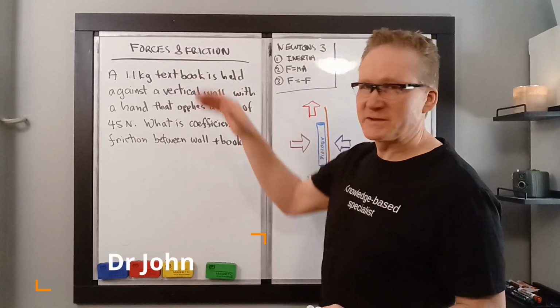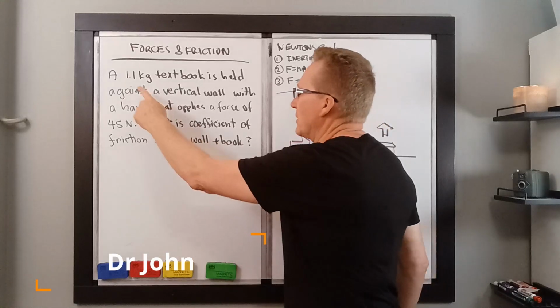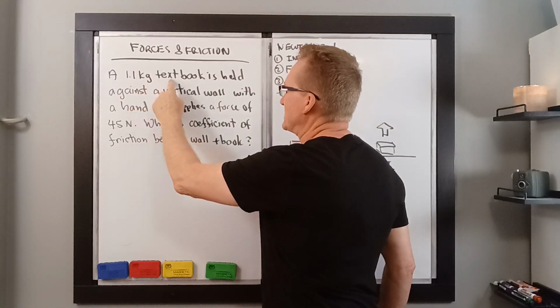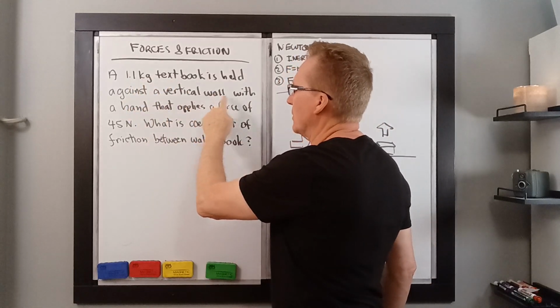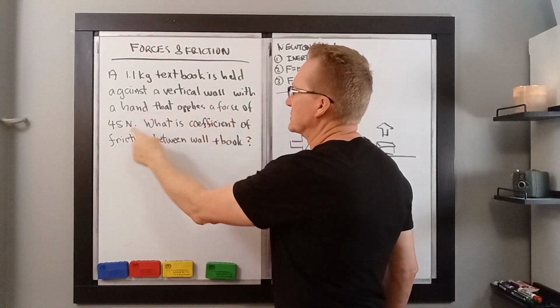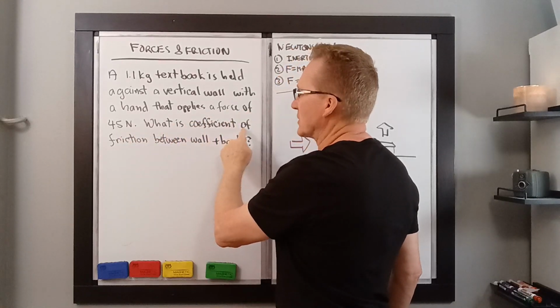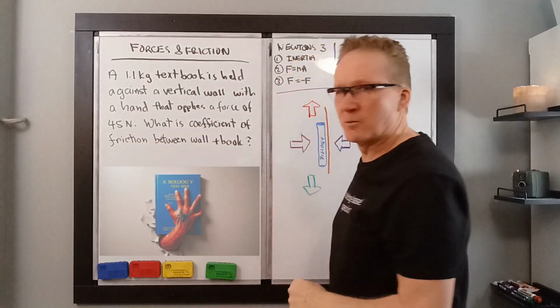Today we have another force and friction problem. This one is where a 1.1 kilogram textbook is held against a vertical wall with a hand that applies a force of 45 newtons. What is the coefficient of friction between the wall and the book?